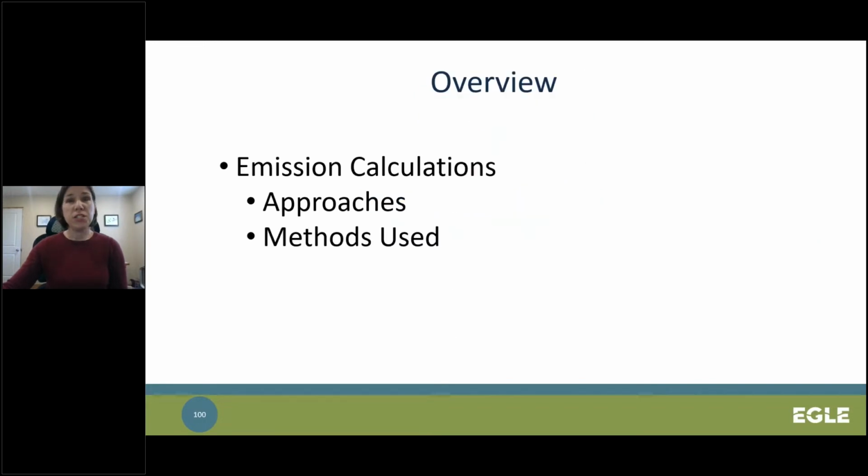Today, this presentation will cover emission calculations, which are an important part of your PTI application. We will be going over how to quantify the emissions of all regulated air contaminants from all the emission units identified in your PTI application. We will go over the methods used to calculate emissions, including controlled and uncontrolled emissions.